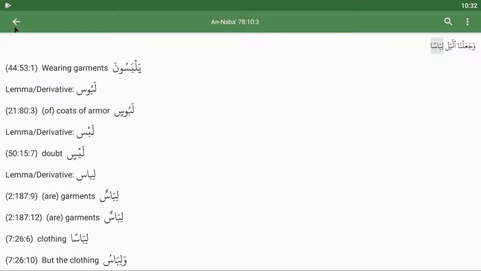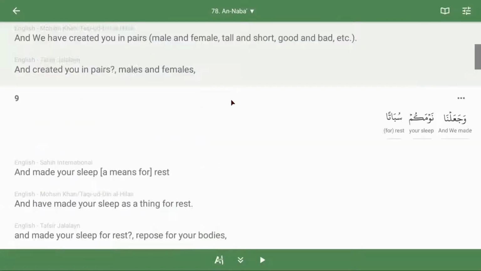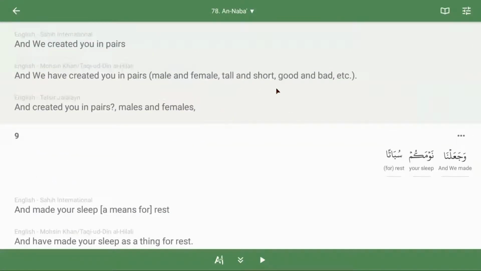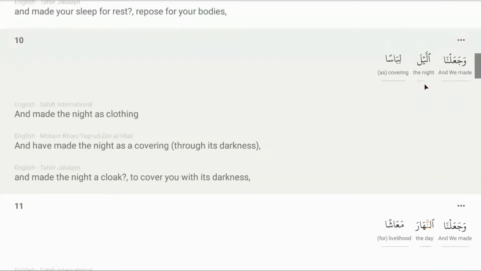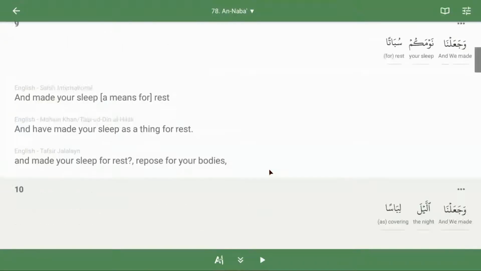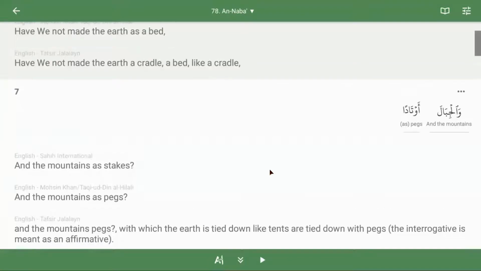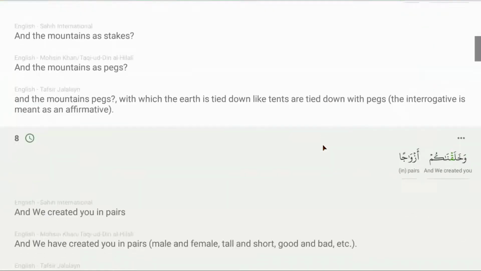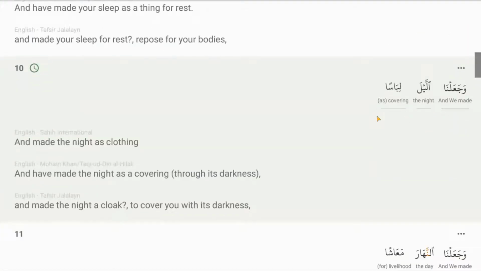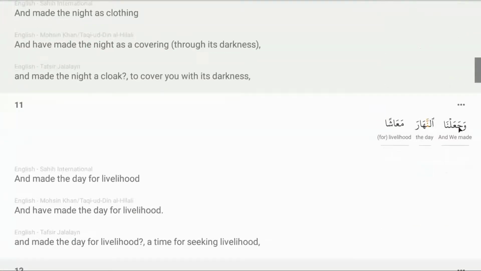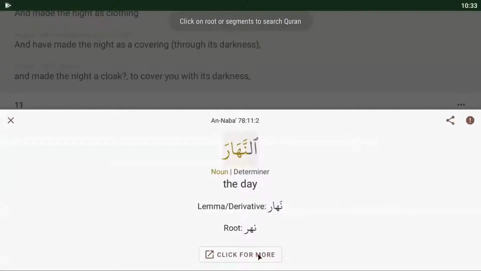So Allah talked first about the earth, then the mountains, then the human beings, then the sleep, then the time at which you should sleep, which is at night, libas. He made the night a cloak to cover you with its darkness. Notice we started talking about the day of resurrection, then he talked about the things which he created. Then he talks about the day, وَجَعَلْنَا النَّهَارَ.